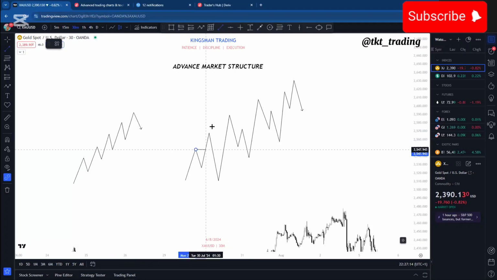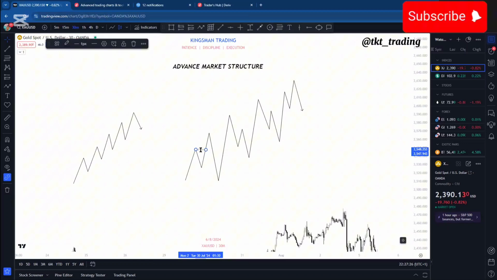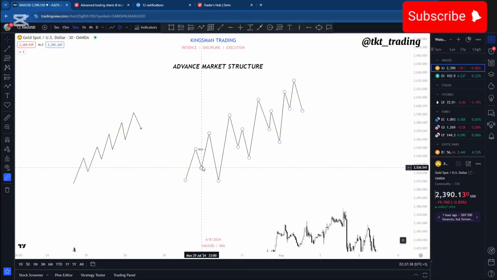a break of structure. Why is this loading now? Just type it. Then you see the break of structure. After this break of structure, you see price go up, then come back. There's actually liquidity at this low.